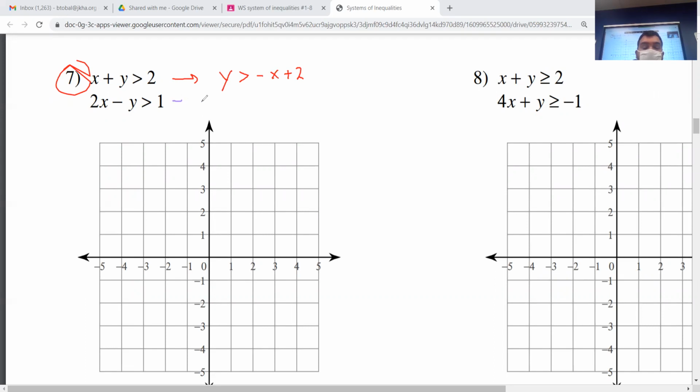For here, I'm also going to try to solve for y. So I'm going to subtract 2x on both sides. So I have y is greater than negative 2x plus 1. But then I have a negative y, so I have to remove it by dividing negative 1 on everything. So dividing negative 1 on everything causes it to be y is greater than positive 2x minus 1.